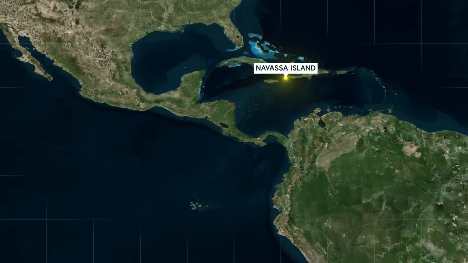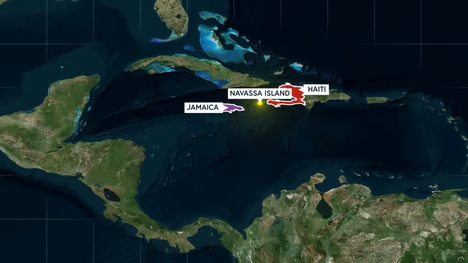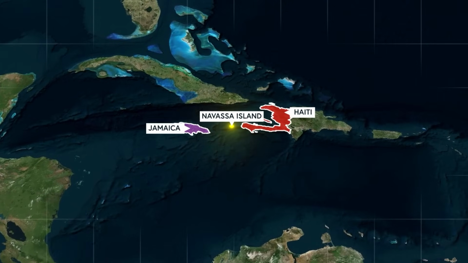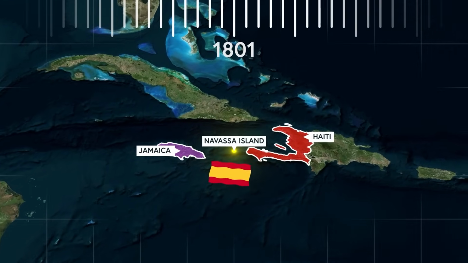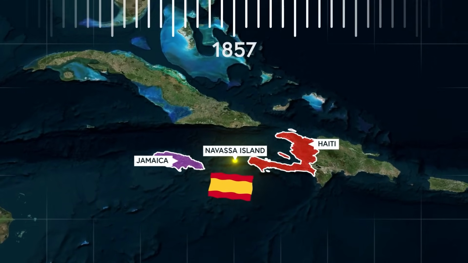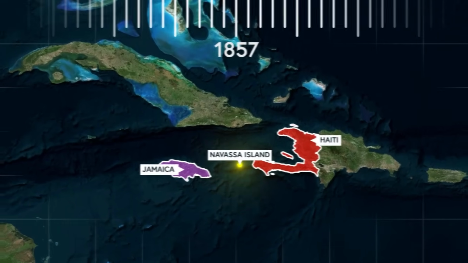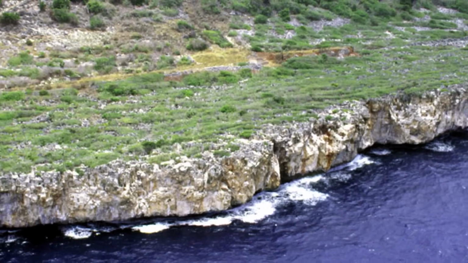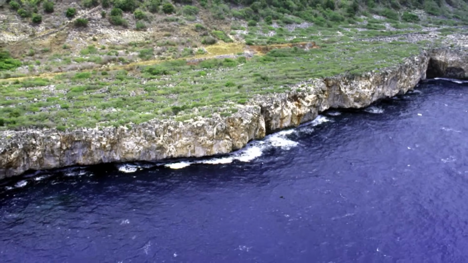Navassa Island, which is located between Haiti and Jamaica in the Caribbean, was originally controlled by Spain until 1801. Later, in 1857, the island was claimed by the U.S. It's now managed as part of the Caribbean National Wildlife Refuge System.